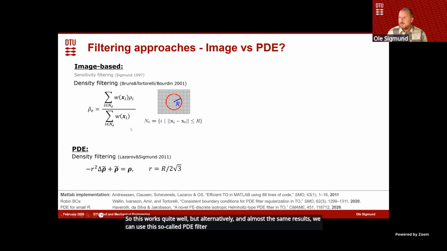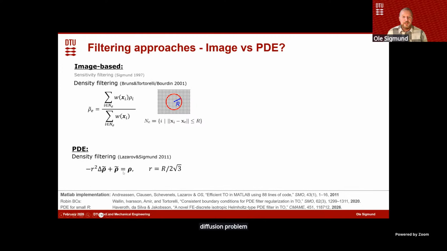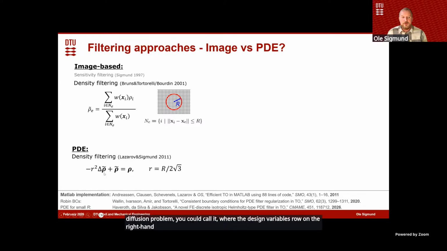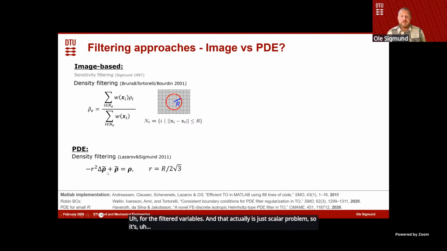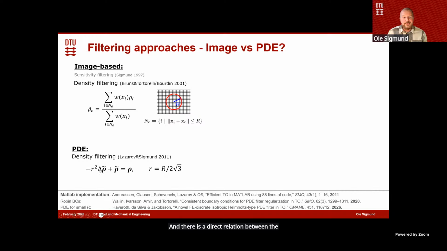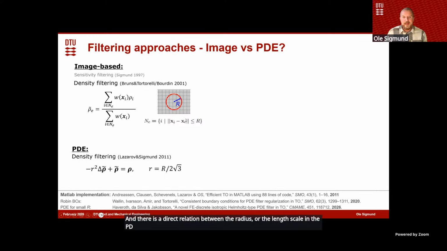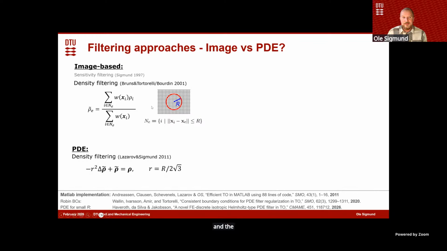So instead of looking for neighbors and averaging, we solve a diffusion problem, you could call it, where the design variables rho are on the right-hand side, and then we solve for the filtered variables. That is just a scalar problem, so it's often much cheaper than solving the actual physical PDE we are looking at. And there is a direct relation between the radius or length scale in the PDE filter and the radius or length scale in the density filter.